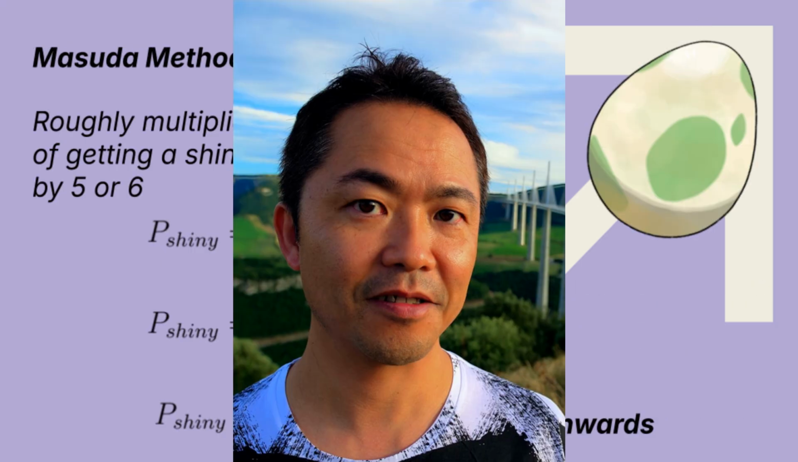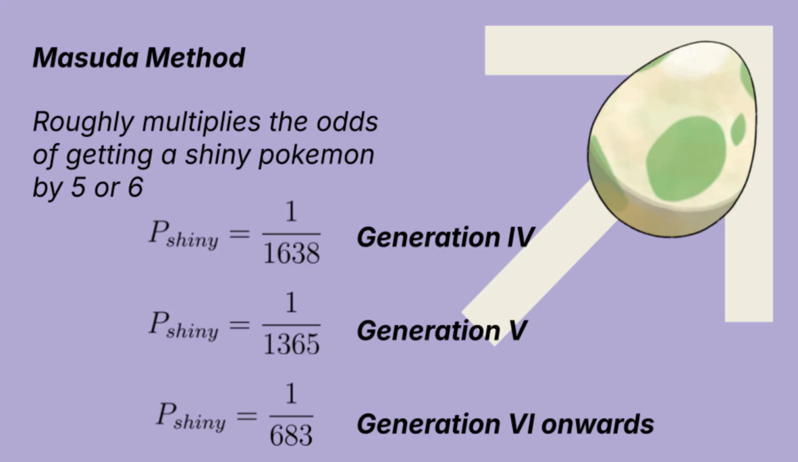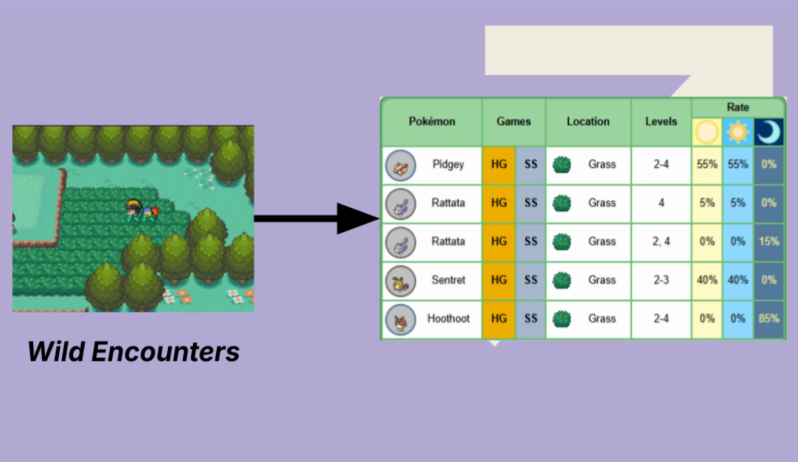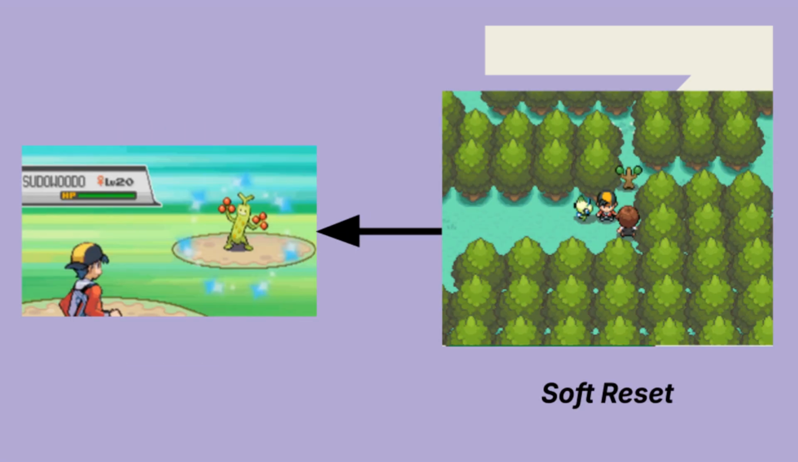The second is the Masuda method, which was introduced in Generation 4, which involves breeding 2 Pokemon from different regions. The generated egg will have a 5 to 6 times chance of being shiny depending on the generation. Generally, there are a few basic ways people may hunt a shiny Pokemon. The first is simply running around wild grass and doing encounters until a shiny Pokemon appears. The other is known as a soft reset hunt, and can only be done for certain Pokemon. This involves saving in front of a certain encounter and starting it over and over until it finally generates a shiny.